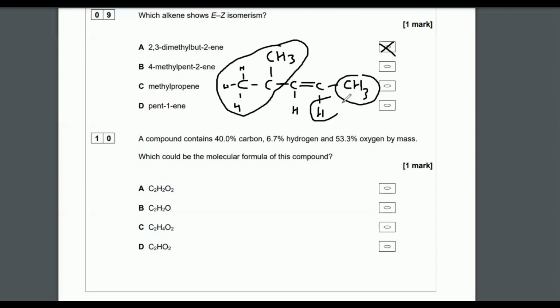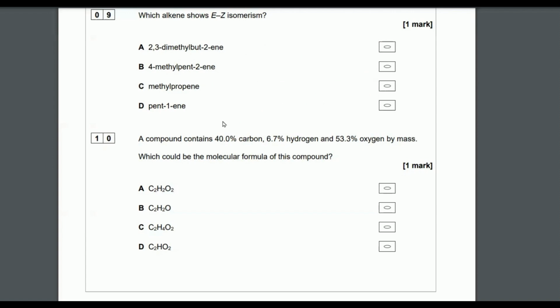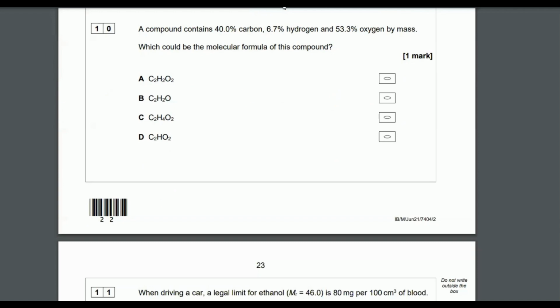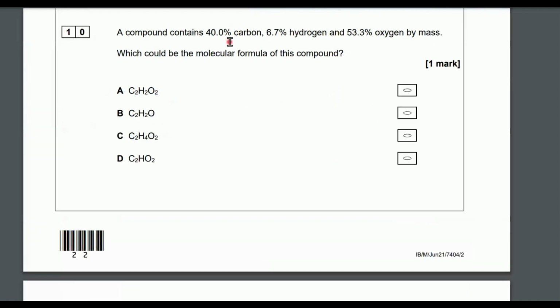So yes, each carbon has 2 different groups attached. It doesn't matter that there are 2 hydrogens there. They're attached to different carbon atoms. So that's the correct answer. And we don't need to look at C and D then. Let's go to 10. A compound contains 40% carbon, 6.7% hydrogen, and 53.3% oxygen by mass.